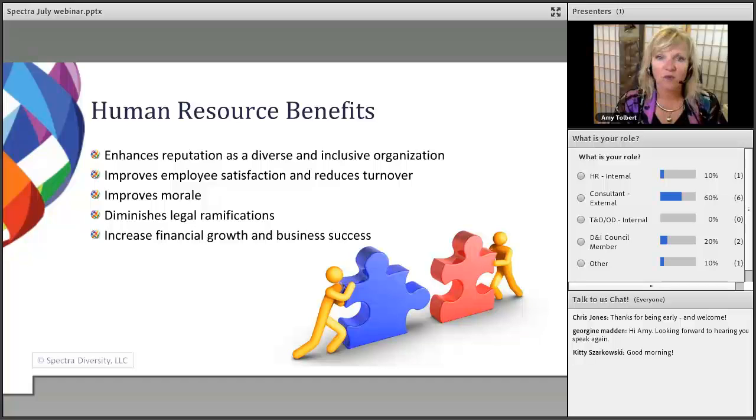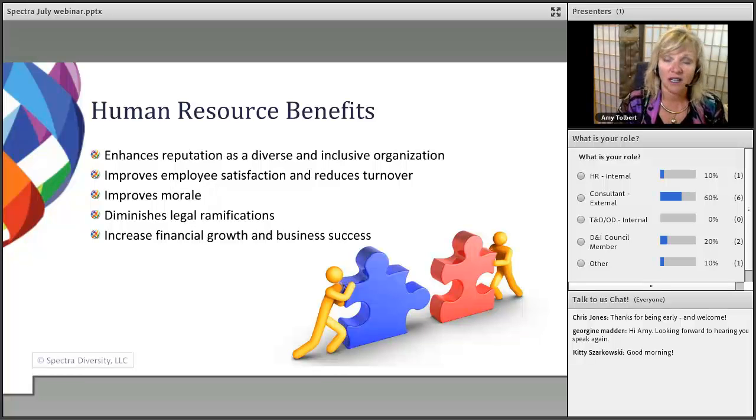Now, David, you and some others were talking about just starting this initiative, and I want you to think about how you need to build that business case and then how measurement helps you see why and how it will be effective in the organization. So by way of benefits organizationally and to human resources, it does a whole lot of things here, and I don't necessarily need to read the slide, but you can look at increasing employee satisfaction, decreasing turnover, enhancing the overall reputation, our branding as an organization, diminishing any legal ramifications, and ultimately increasing the financial growth and success of the organization.